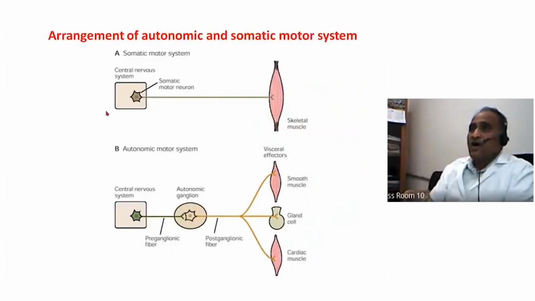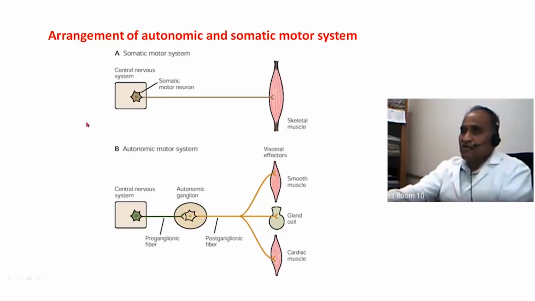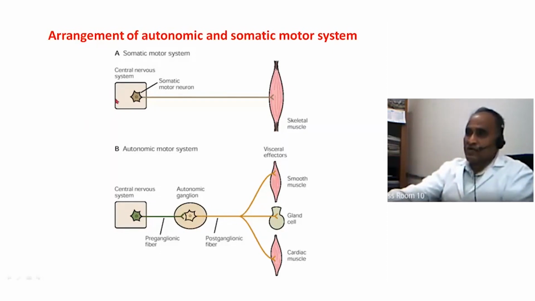Okay, now how are the autonomic nervous system and the somatic nervous system organized, or how is the autonomic system different from the somatic motor system? In the somatic motor system, we have the alpha motor neuron. This alpha motor neuron supplies the muscle, this muscle here. So a neuron directly makes contact with the muscle and produces muscle contraction.